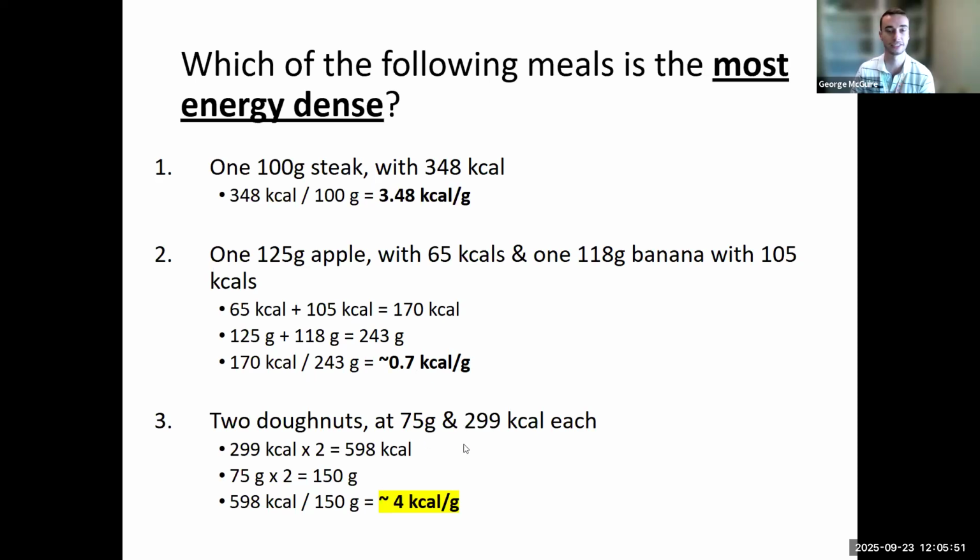And then finally, that 2 donut meal that we were showing earlier, essentially here, if you eat 75 grams of donut, that's going to give you 299 kilocalories. Since we're eating 2 donuts, we can just multiply each number by 2, and then 598 kilocalories divided by 150 grams of donut gives us 4 kilocalories per gram. So this is our most energy dense meal from these 3 options.